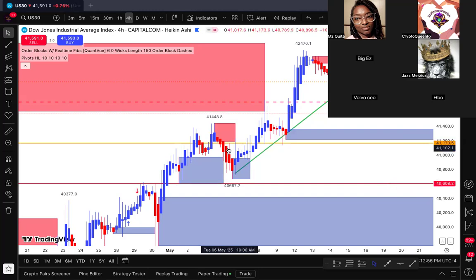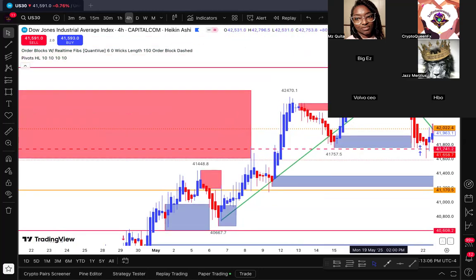Okay, once it broke this monthly area here, this was another entry to basically take it to the new month's high. But it goes in between these levels. It buys and sells in between those levels, in between those support and resistance levels.